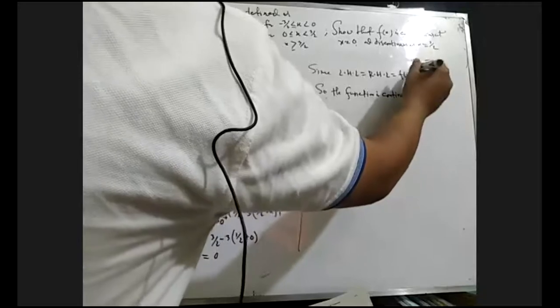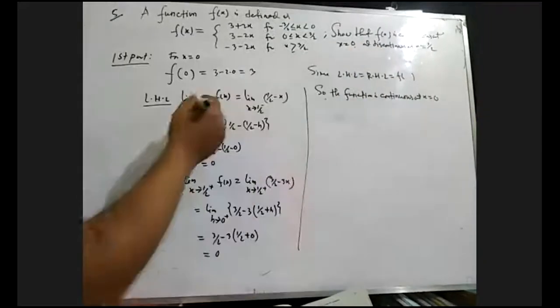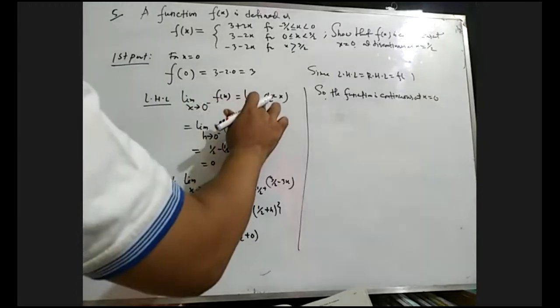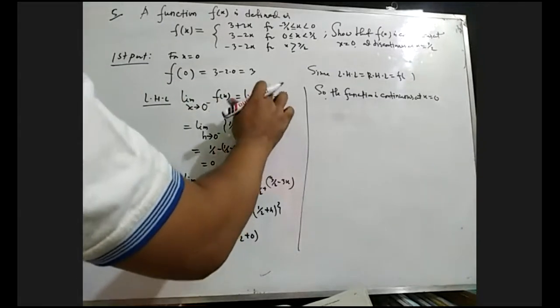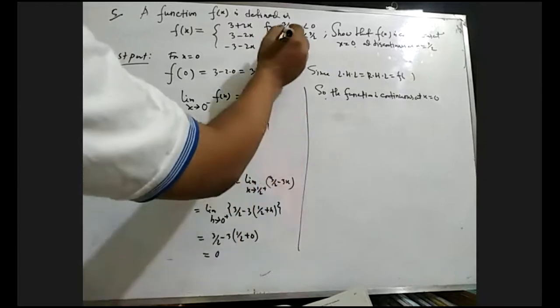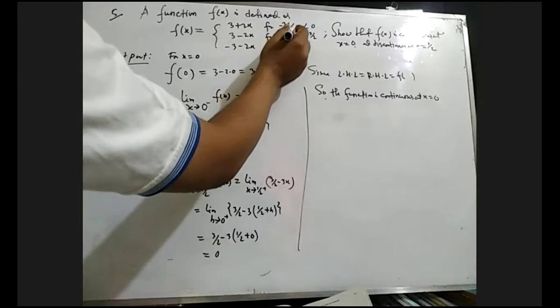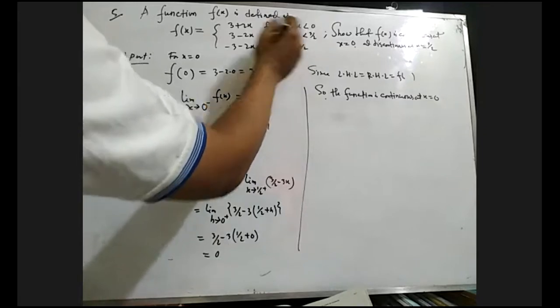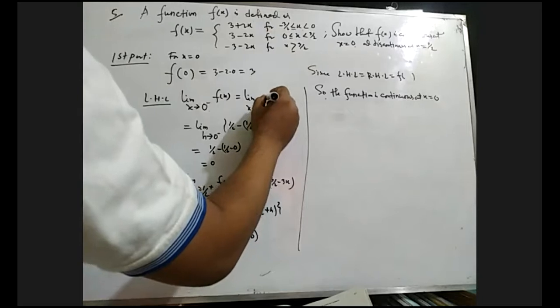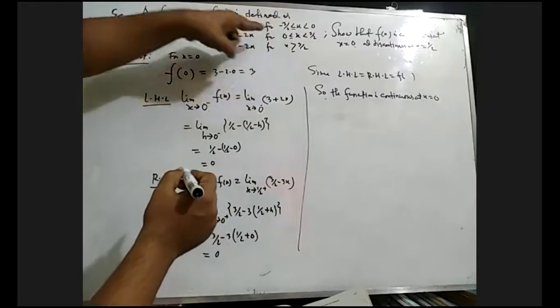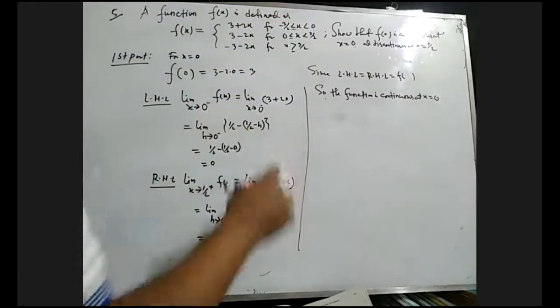Sorry, at 0. So the left hand limit part will be in which function? x less than 0. x less than 0 is the first function, 3 plus twice x, because x less than 0 lies in this part. First part.